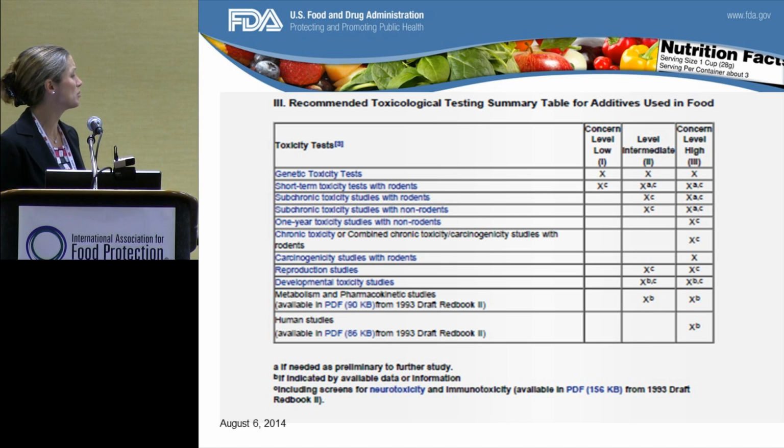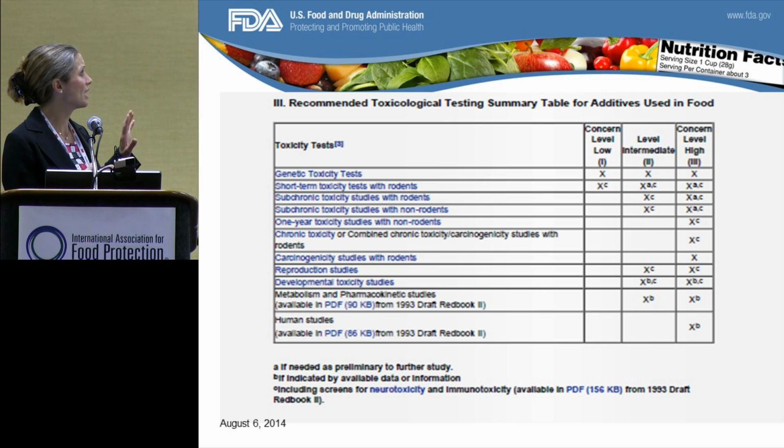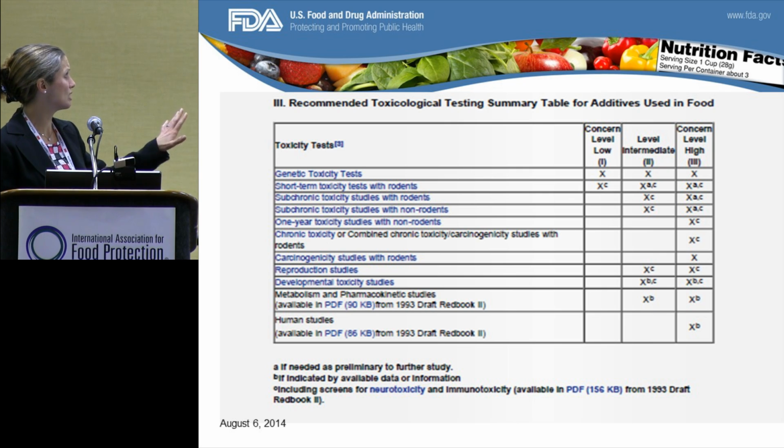Okay, so here is the set of recommended toxicological tests. Note that when you have a low concern level, meaning usually either structurally non-concerning plus low dietary exposure, you only need to do genetic toxicity tests plus short-term toxicity tests. So you don't have to go through the whole battery of reproductive toxicity testing and neurotox and metabolism PK. It's a very sparse set of toxicity tests.